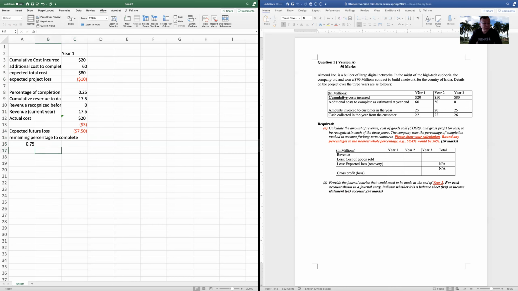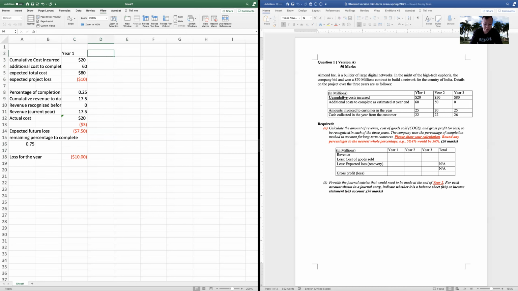So what is your loss? The loss for the year will be C13 plus C14. So the loss is 10 million. That's pretty obvious, because 70 minus 80 is the $10 million loss. You have to recognize that in the first year.